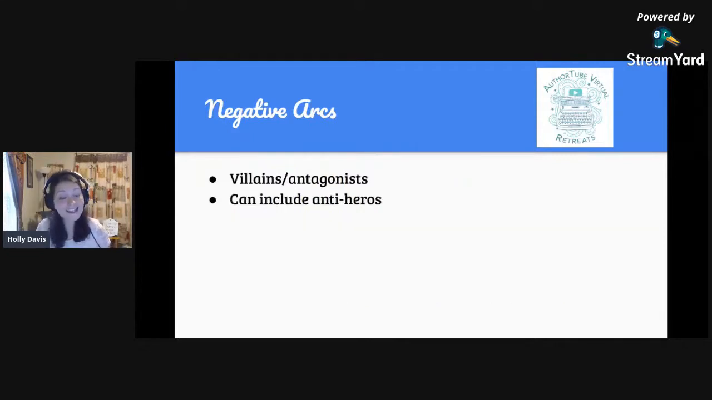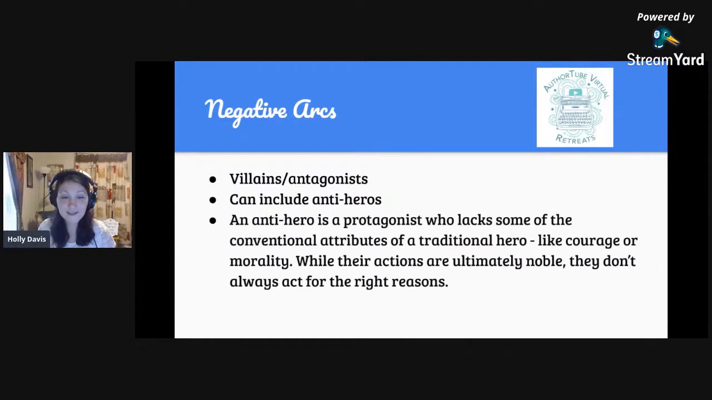So negative arcs can include anti-heroes. An anti-hero is a protagonist who lacks some of the conventional attributes of a traditional hero, like courage or morality. So while their actions are ultimately noble, they don't always act for the right reasons. These are the people that a lot of people like. People like anti-heroes. I love anti-heroes because it's that morally gray character that we like. An example of an anti-hero, they might save someone from a dangerous situation because it furthers their interests, not because they actually care about helping that person.